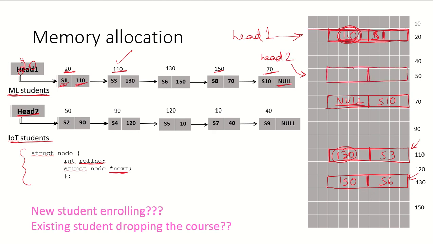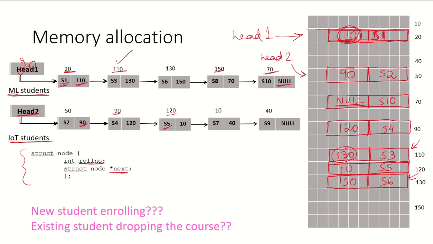So it is storing the value of roll number S2 and a pointer to the next node, which is at 90. So 90 would be having the roll number S4 and a pointer to the next node, which is at 120. At 120, it is having S5 and a pointer to the next node 10, and so on.